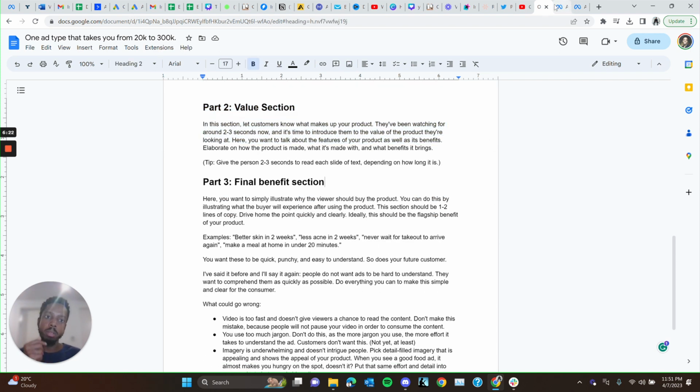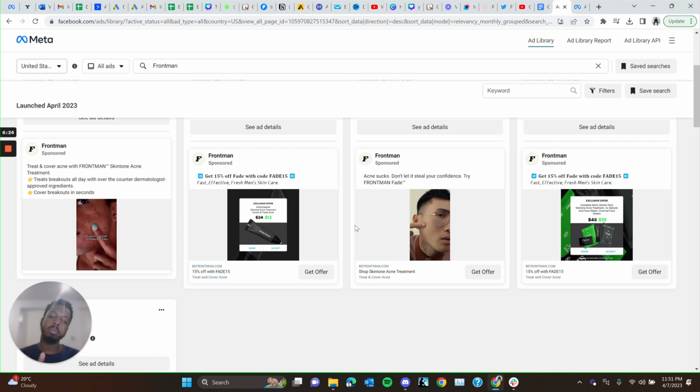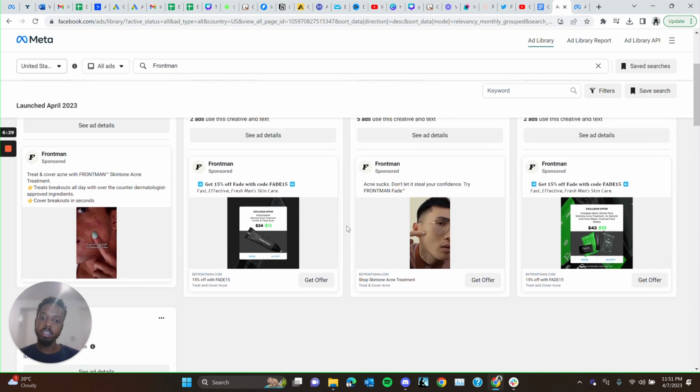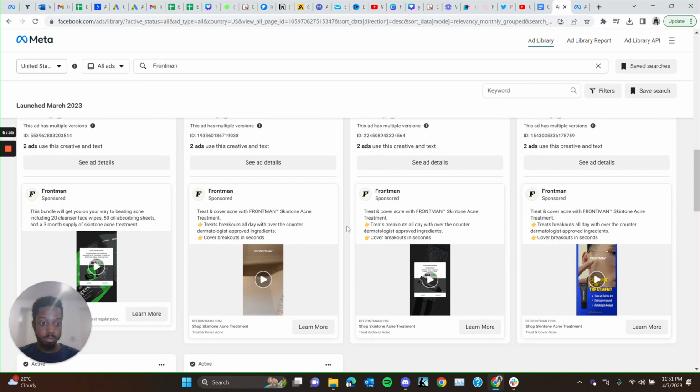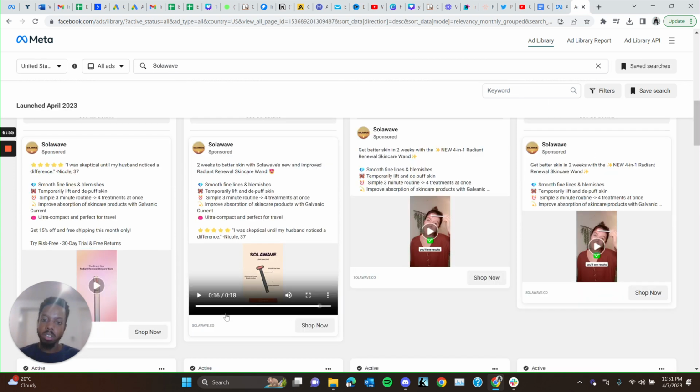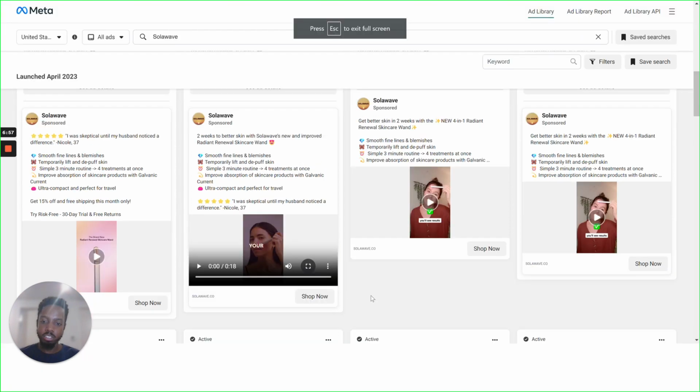Now, here's an example of a company that's not exactly doing this well. Frontman's, they have a great product, but what they're missing is there's nothing here in their ad that really shows you what this product is from the beginning. Some of the text here tries to tell you a couple of benefits of it, but it doesn't really introduce it as, hey, here this product is. This is how it works. This is what it does for your life. Most of these ads miss that mark. However, SoloWave here does a marvelous job at this. This is how they try to do it.